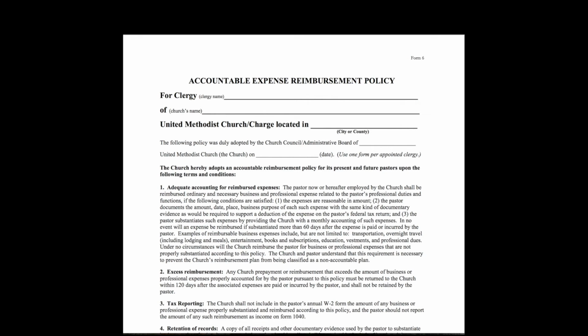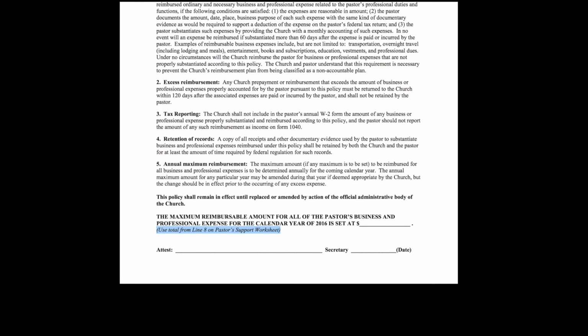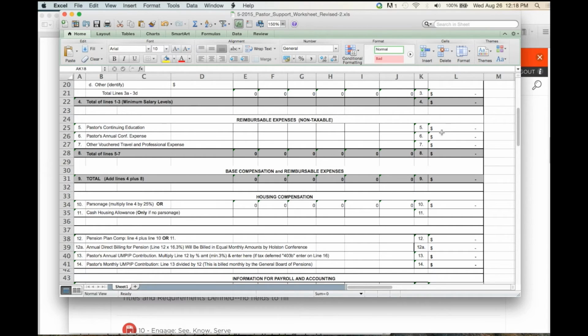This form needs to be completed, and the amount at the bottom of the page will tie back to the amount that appears on line 8 of the pastor support worksheet. Line 9 is a combination of line 4 and line 8, and that total would appear on line 9.